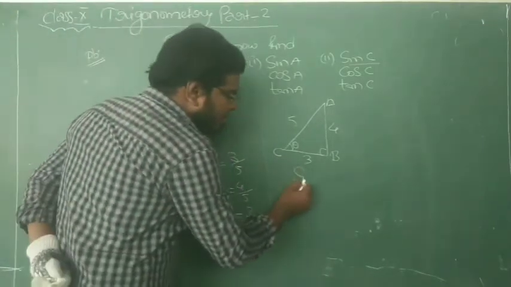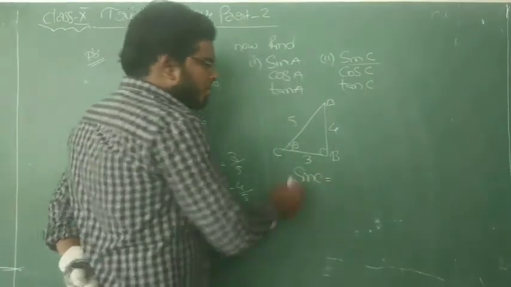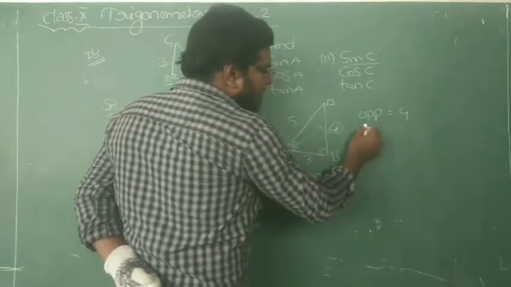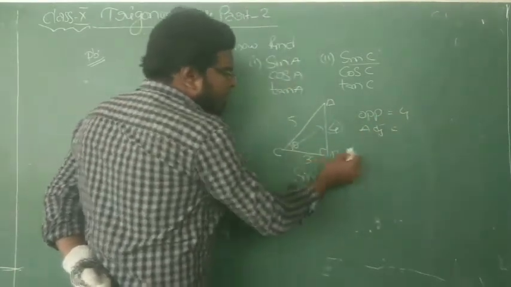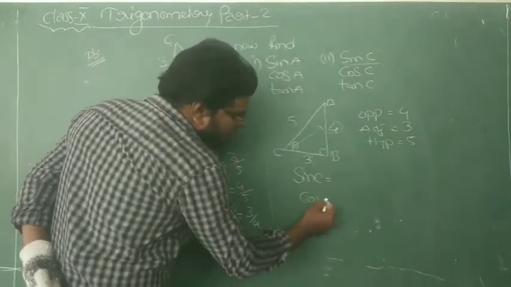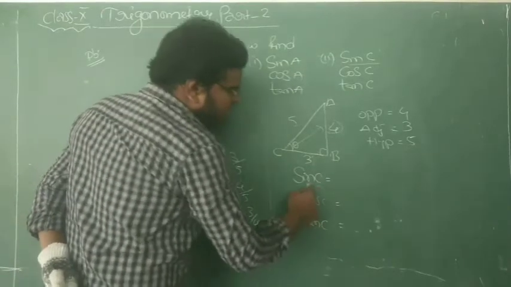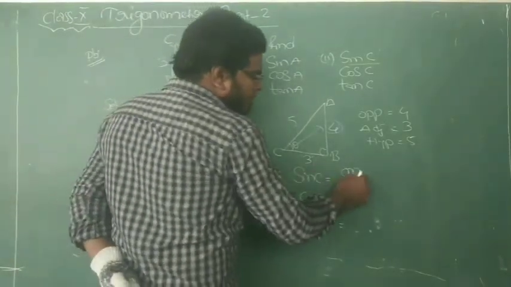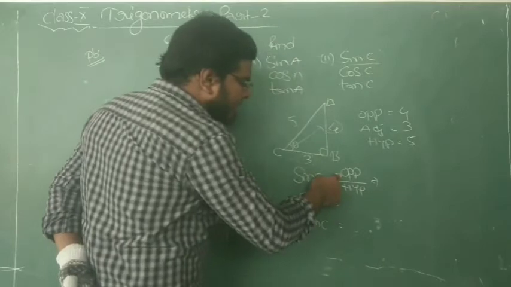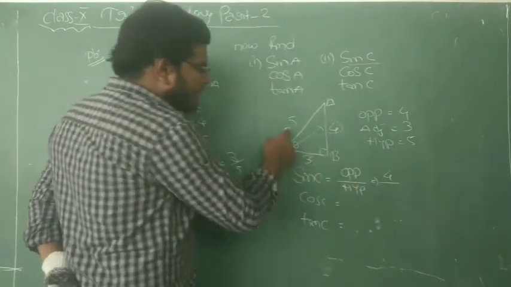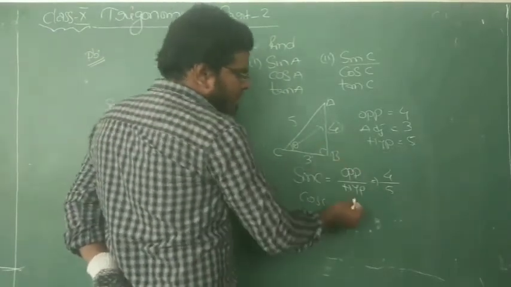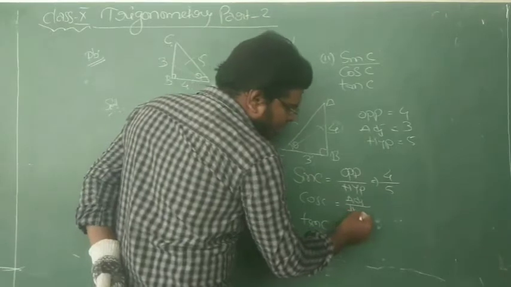Now we can write sin C. What is the opposite side here? According to this, this is the opposite side. What is the adjacent side? What is the hypotenuse? 5. Now write sin C, cos C, tan C. What is the sin C value? First write the formula: opposite side by hypotenuse. What is the opposite side here? 4. What is the hypotenuse? 5. Cos C means write the formula adjacent side by hypotenuse.